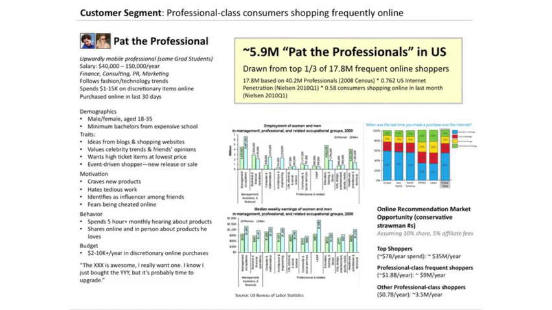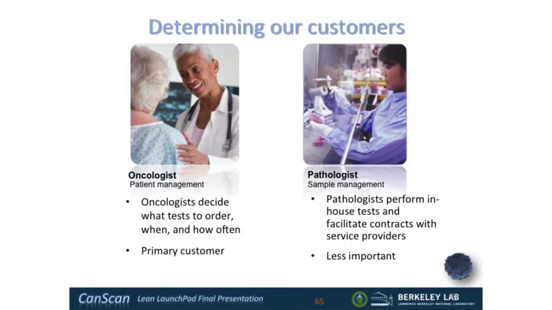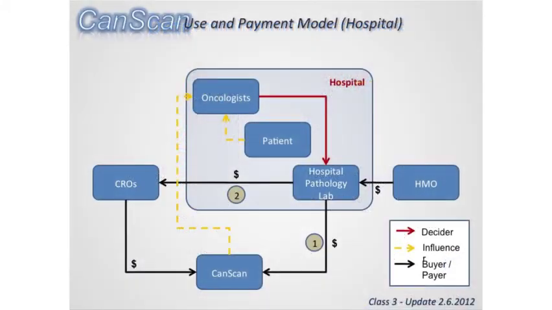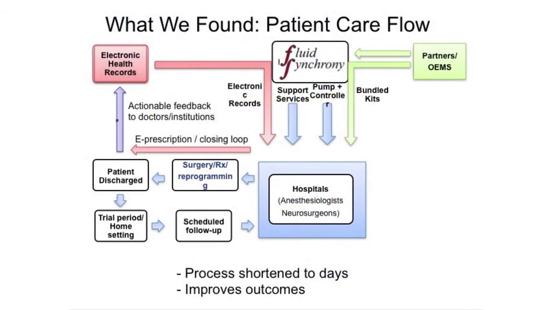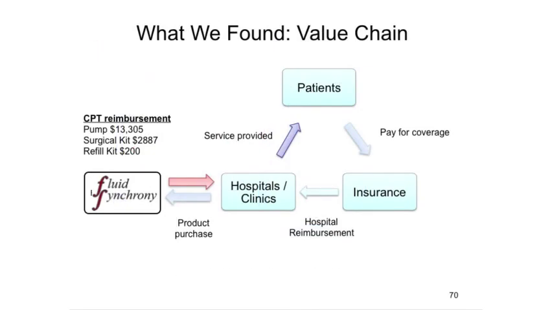Another example in medical devices, trying to understand two segments, oncologist and pathologist. Here's what they did, here's what they cared about, and more importantly, here's how they paid. Here's how they paid in the hospital, and here's how they got reimbursed. Here's another example of a mammography product, how patient care worked inside of a hospital, and how people got reimbursed.